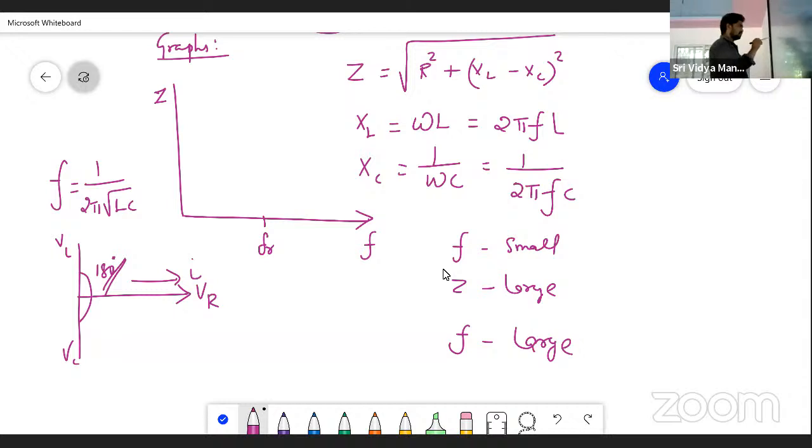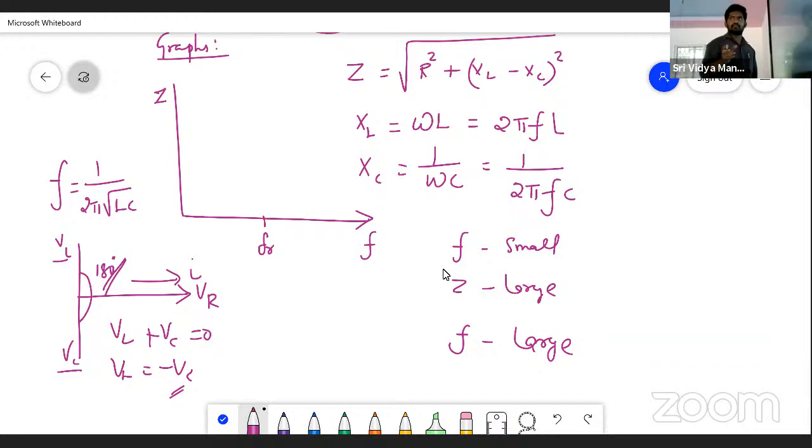With alternating current through the inductor, the voltage leads by 90 degrees. With alternating current through the capacitor, the current leads by 90 degrees, the voltage lags. So the overall phase difference between VL and VC is 180 degrees. So VL plus VC is equal to 0. If the VL value is 1, then VC is minus 1. VL is equal to minus VC, 180 degrees out of phase. It's a very important condition.